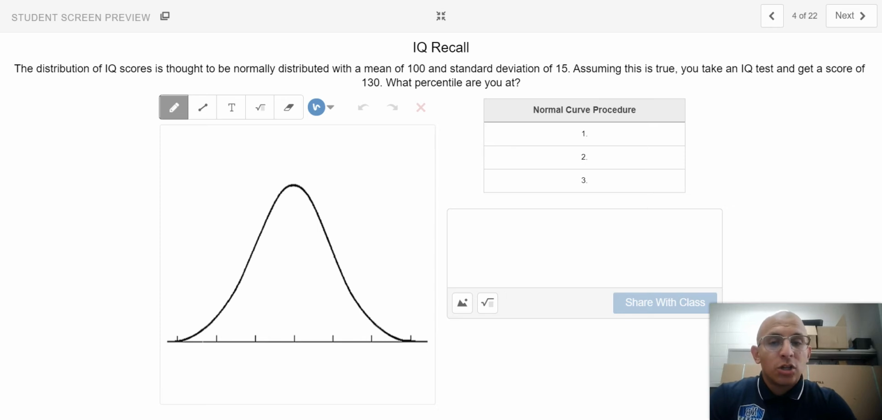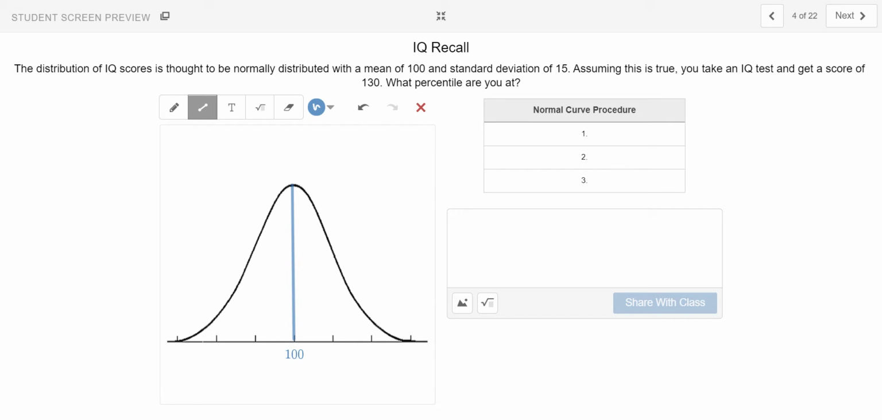We're going to review a little bit of what we had done last class before delving into some new information. So we're going to start here once more with the distribution of IQ scores is thought to be normally distributed with a mean of 100 and a standard deviation of 15. So right then and there, I'm going to begin the process that we outlined before. If you have forgotten it, we are going to review that process very briefly.